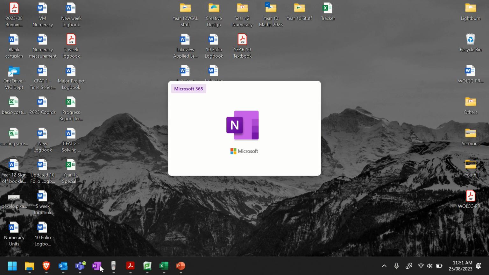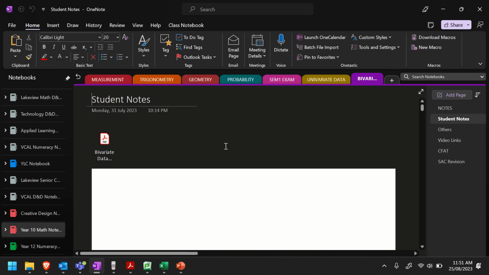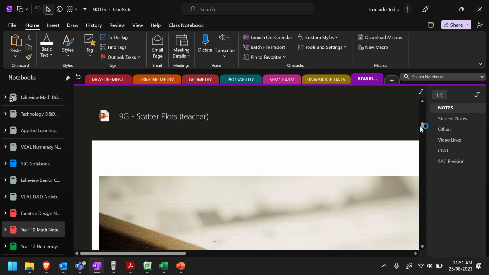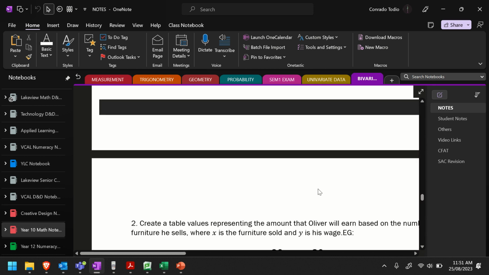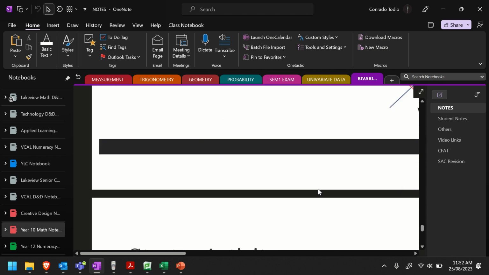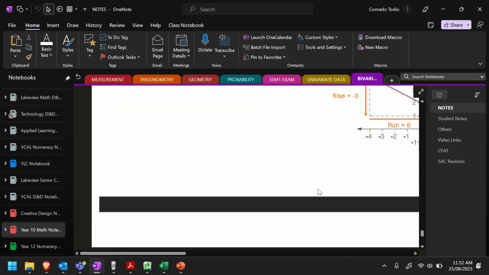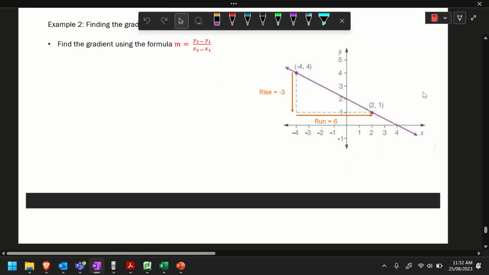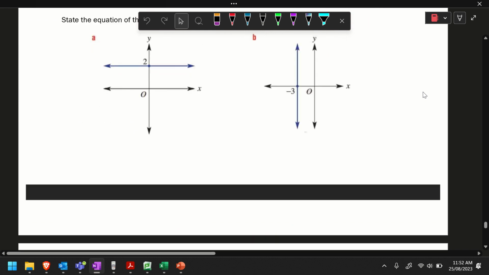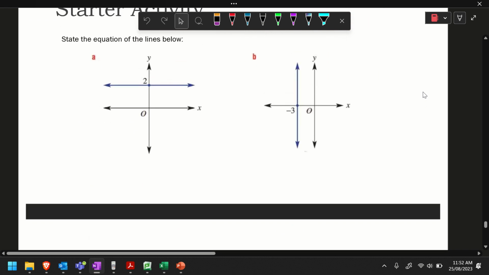Alright, so that's the aim for today. You're going to look for the equation, the y equals mx plus c equation. All right, so let's do that. First one, let's go through some really basic ones. Starter activities. So let's go to this page. You should be up to this slide with me. We're going to try and find the equations for these.